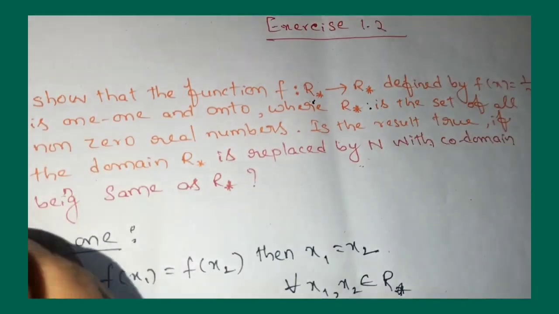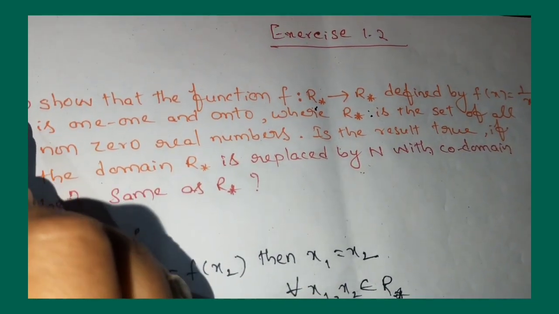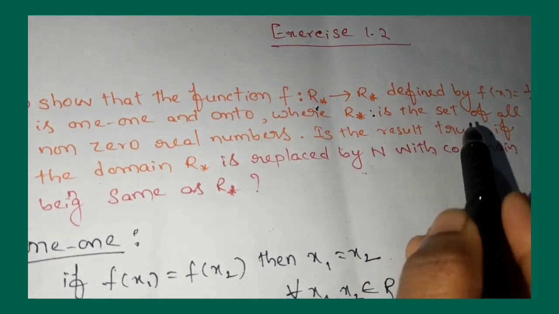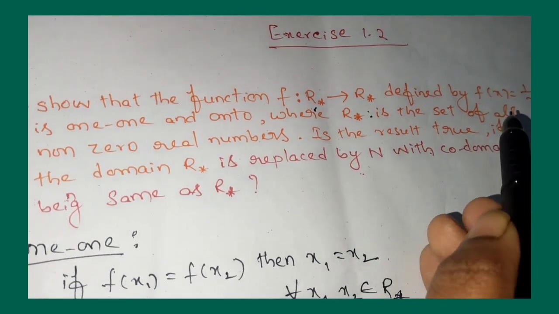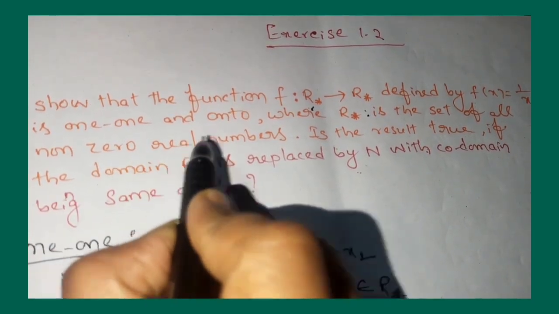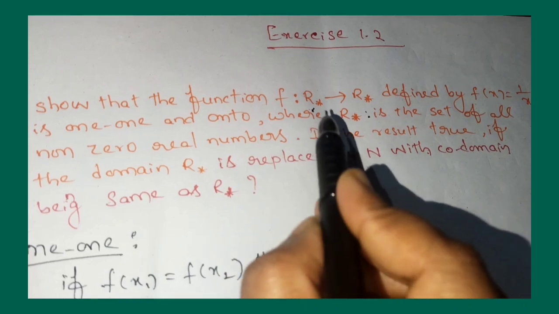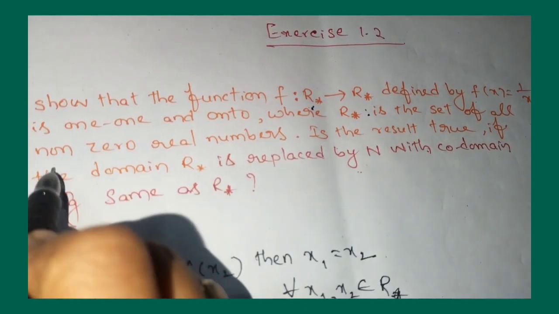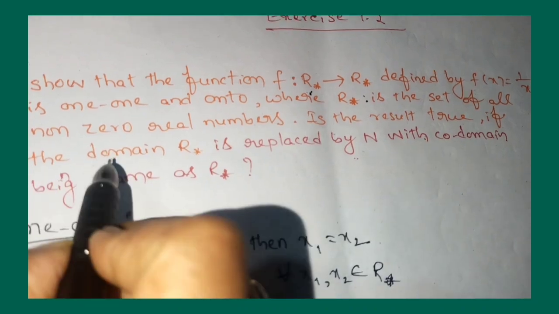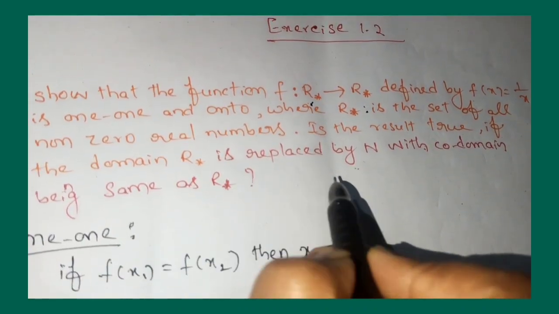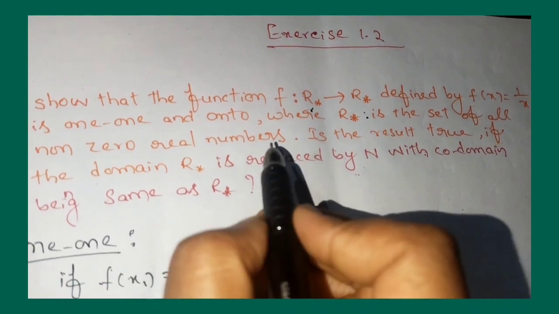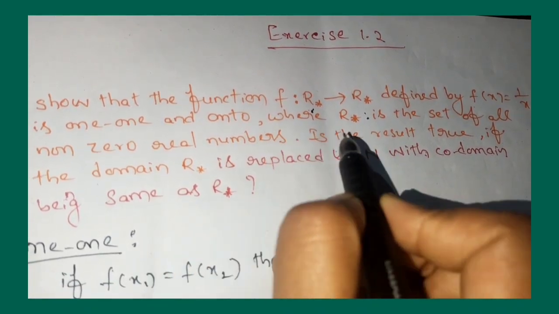Question exercise 1.2, first question. Show that the function f maps R to R star defined by f of x is equal to 1 by x is one-one and onto, where R star is the set of all non-zero real numbers. Is the result true if the domain R star is replaced by N with codomain being the same as R star? So first we solve this half.